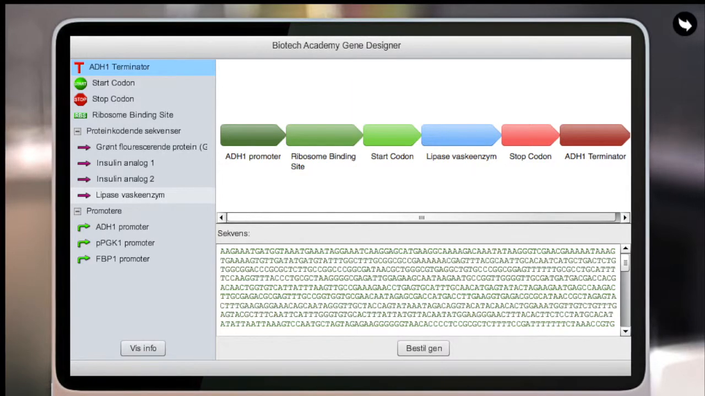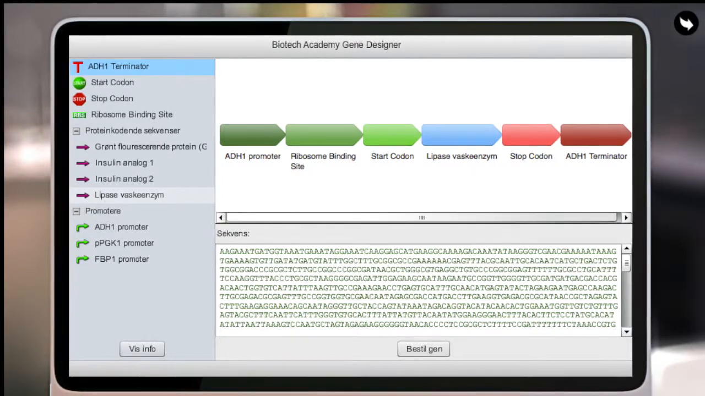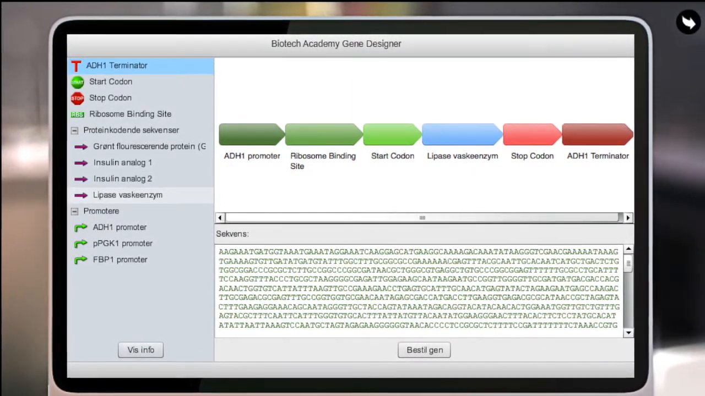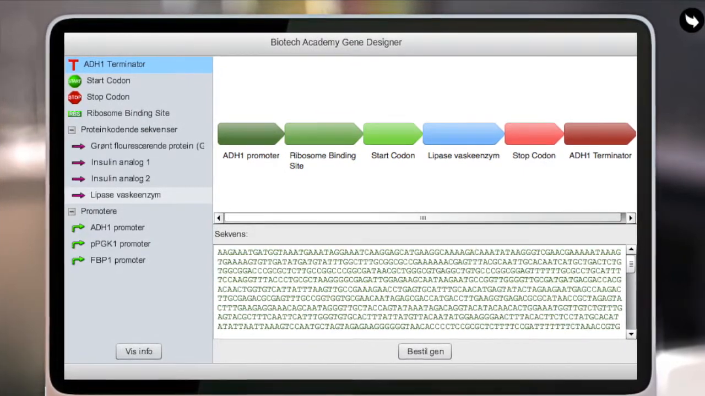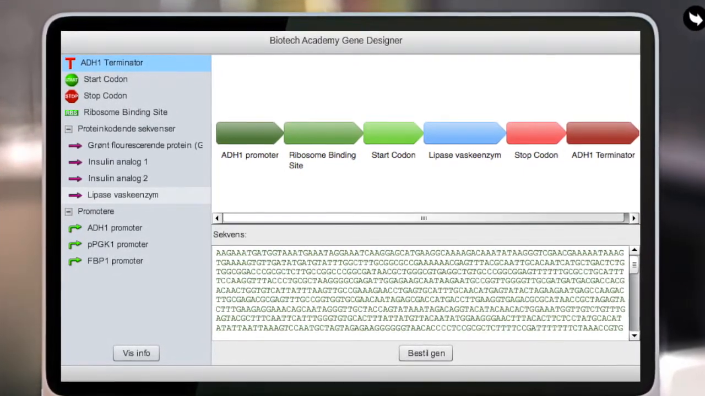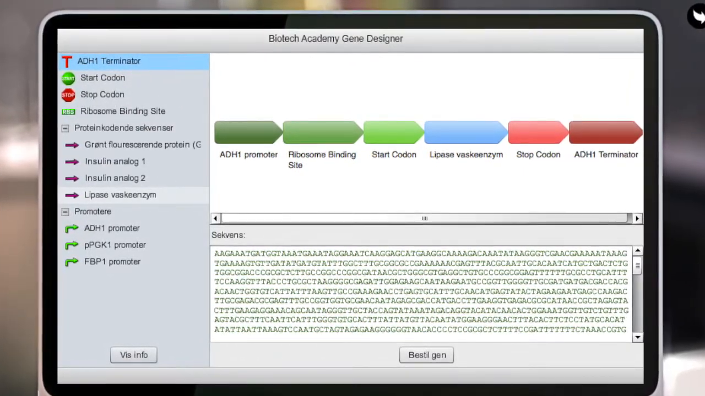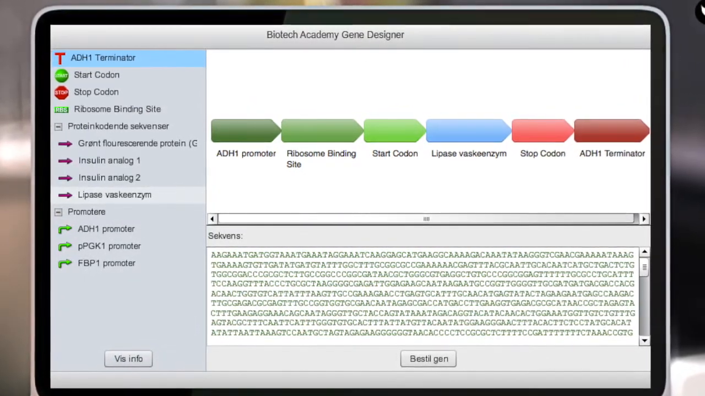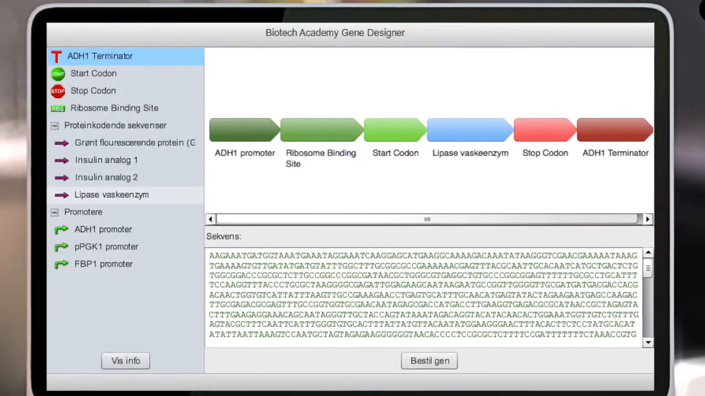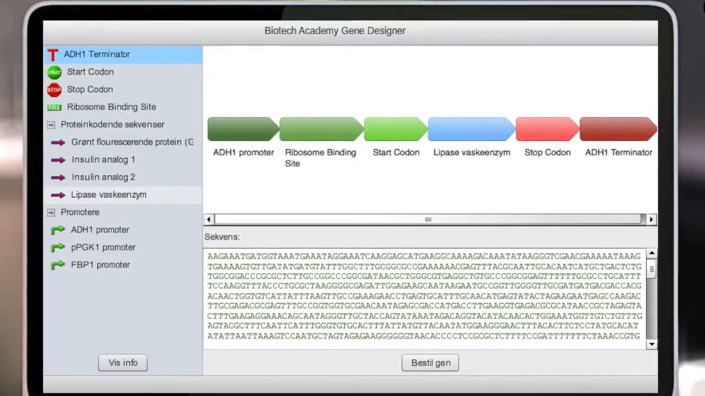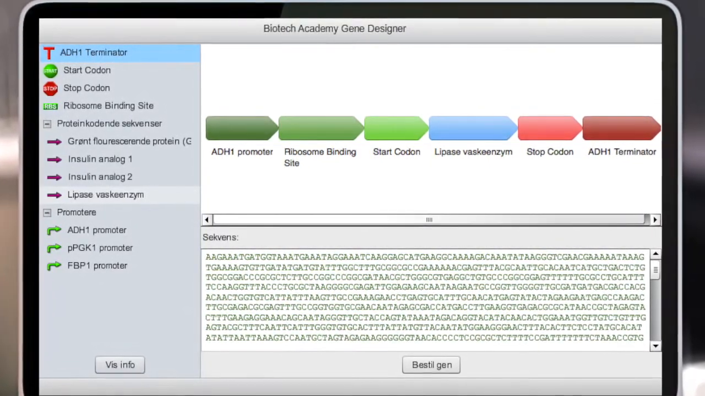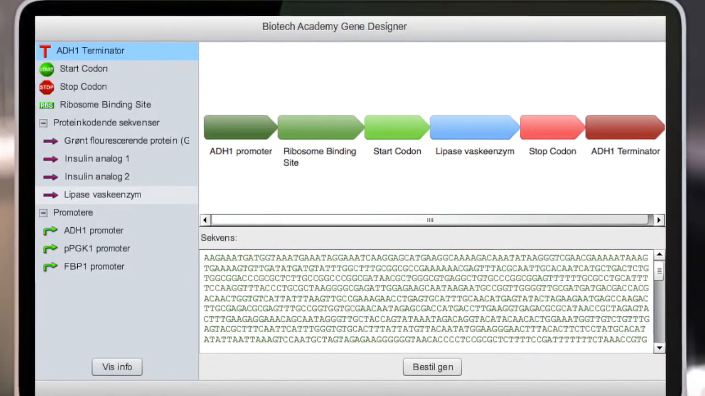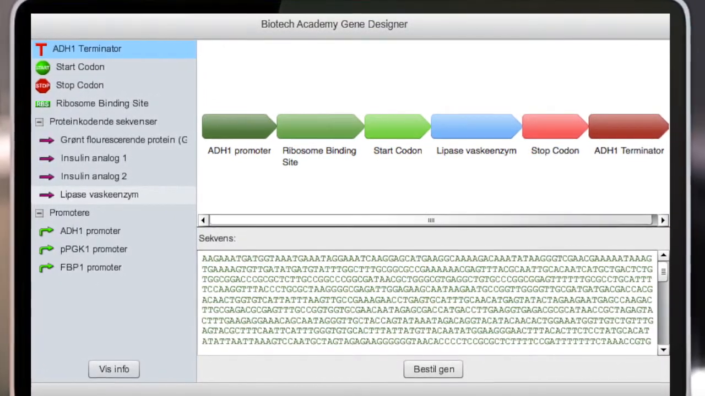The promoter is being inserted first so the DNA string can split up. Then there is the ribosome binding site, which makes the mRNA bind itself to the ribosome. During translation, the ribosome starts reading the mRNA and starts building the enzyme when it meets the start codon. Lipase is the code for the amino acid composition of the enzyme that is wanted in the end.